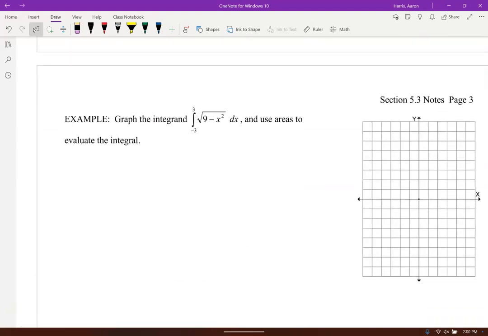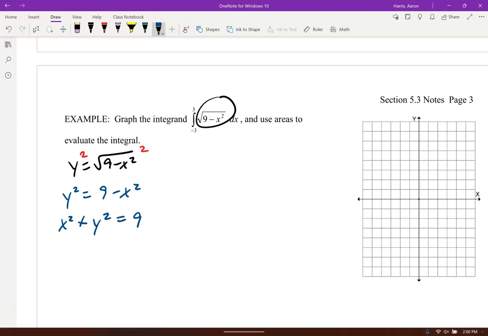How about this one? What does this one look like? Well, here's our function, square root of 9 minus x squared. You may have seen it in a different form. Imagine if I had squared both of these sides. I would have y squared equals 9 minus x squared. And if I added x squared to both sides, x squared plus y squared equals 9. So this is a circle. Here's my circle formula: x minus h squared plus y minus k squared equals radius squared. So my center is 0, 0 with a radius of 3.